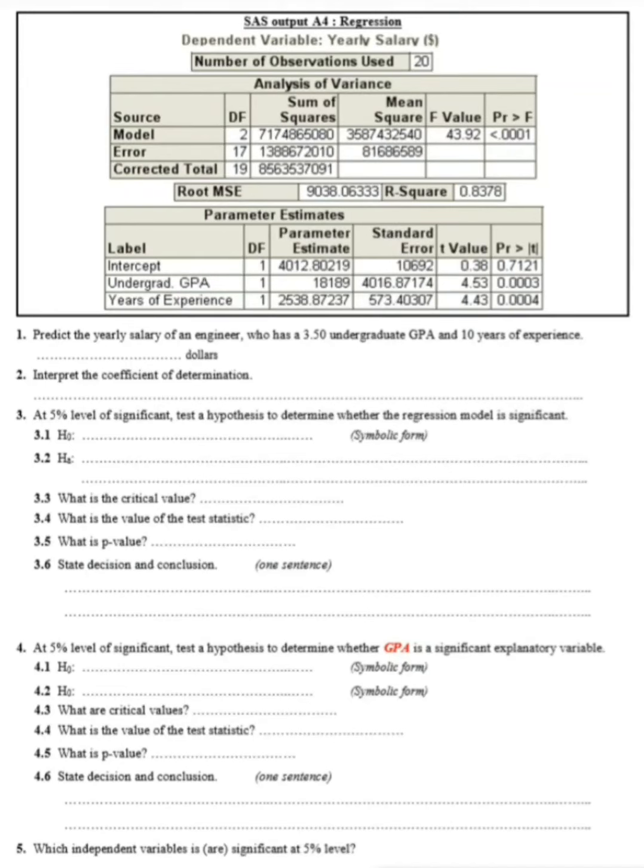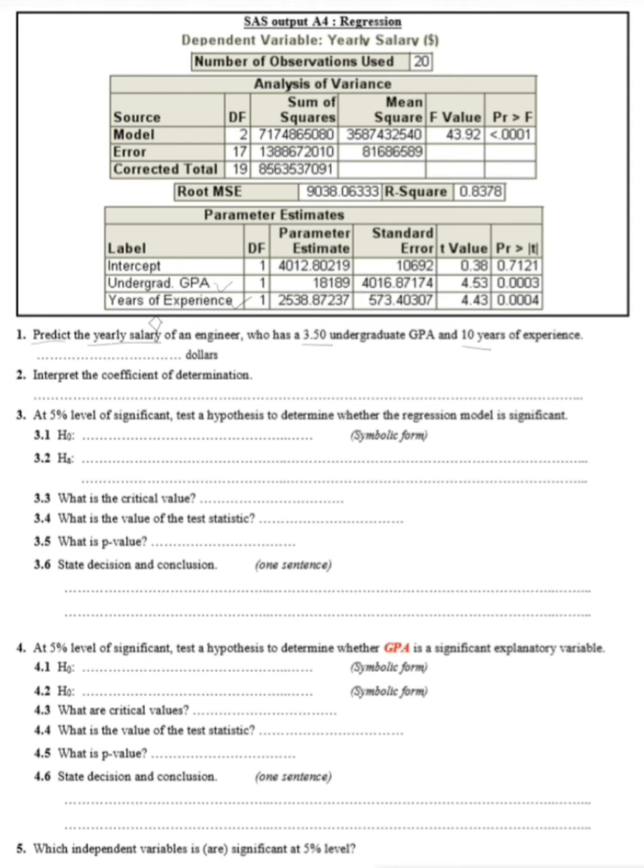Question 1. Predict the yearly salary of an engineer who has a 3.5 undergraduate GPA and 10 years of experience. So predict the yearly salary. We have to find y hat for x1, GPA 3.5, and years of experience 10.